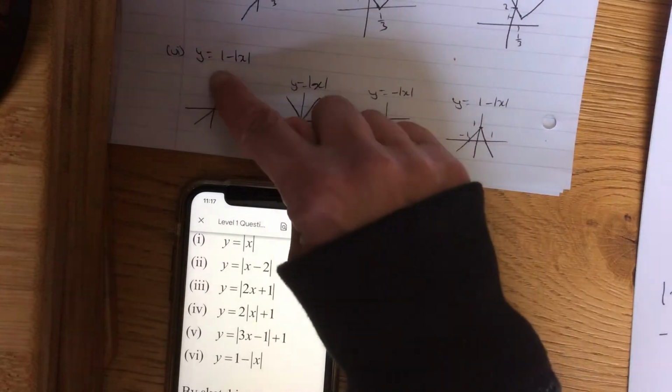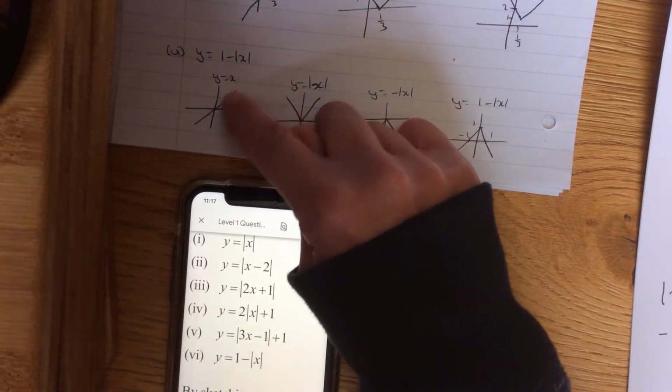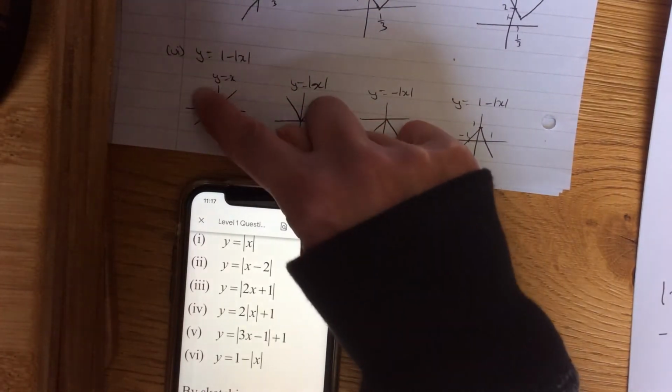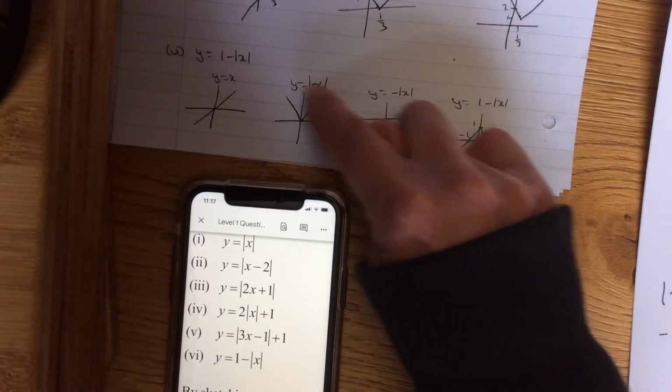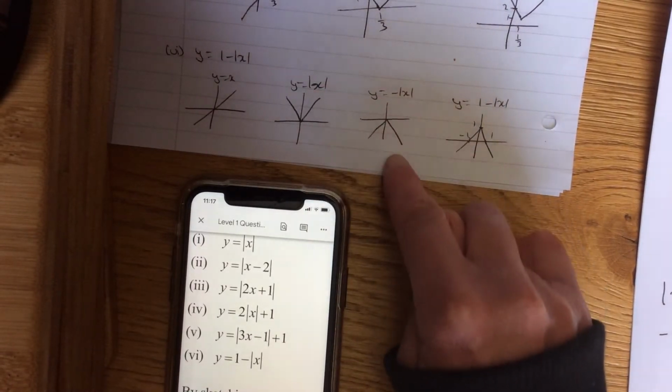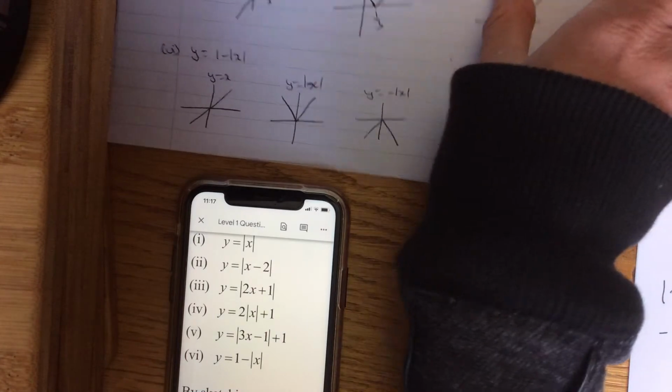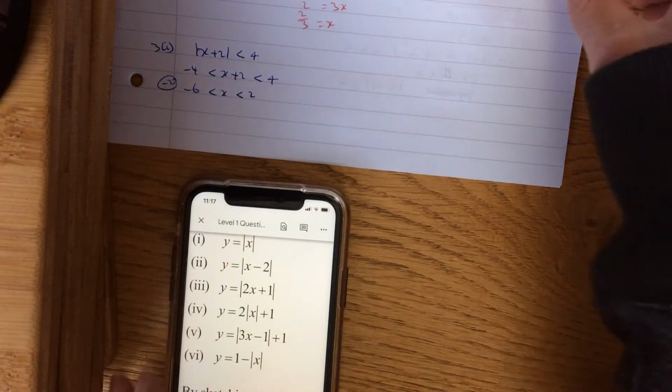And the last one, y equals 1 minus the modulus of x. There's y equals x, modulus of x, so flip that bit up, minus the modulus, upside down, and lift it up 1. That's the first page.